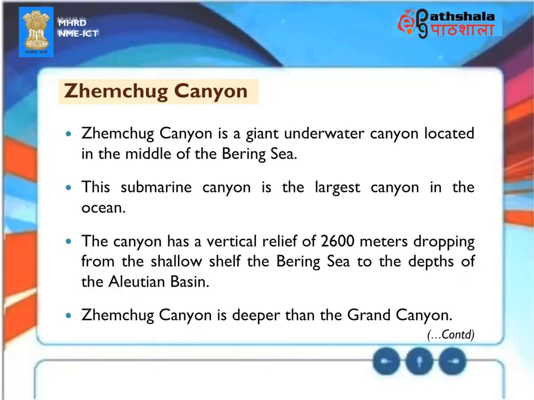Zemchug Canyon. Zemchug Canyon is a giant underwater canyon located in the middle of the Bering Sea. This submarine canyon is the largest canyon in the ocean. The canyon has a vertical relief of 2,600 meters, dropping from the shallow shelf of the Bering Sea to the depths of the Aleutian Basin. Zemchug Canyon is deeper than the Grand Canyon.